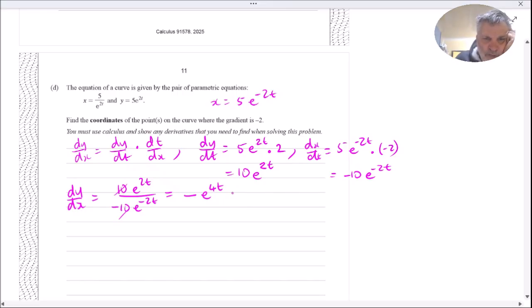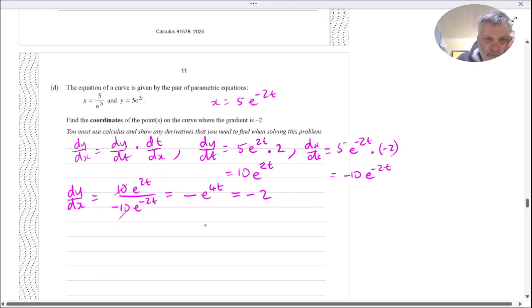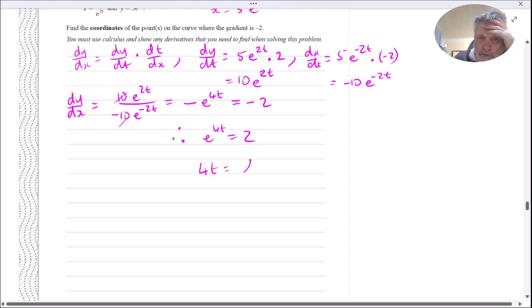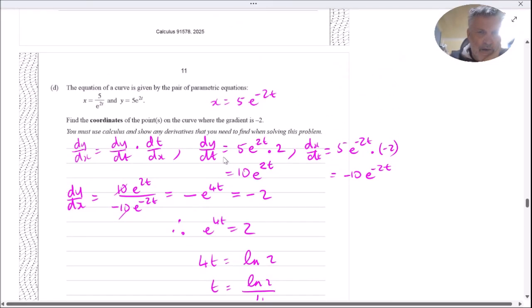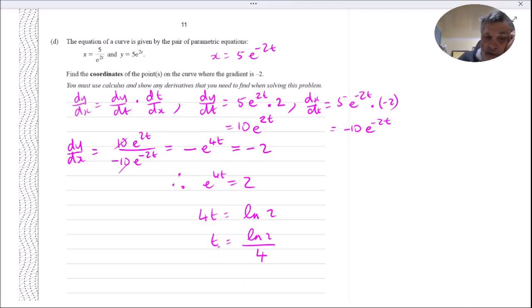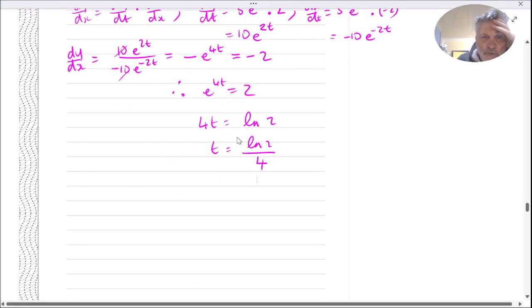And we want to know when this gradient is equal to negative 2. So therefore, we need e to the 4t equal to 2. Take logarithms, we need 4t equal to the logarithm of 2. t is equal to the logarithm of 2 divided by 4. Now that's our t value. It says to find the coordinates of the points. There's only one of them, it seems.